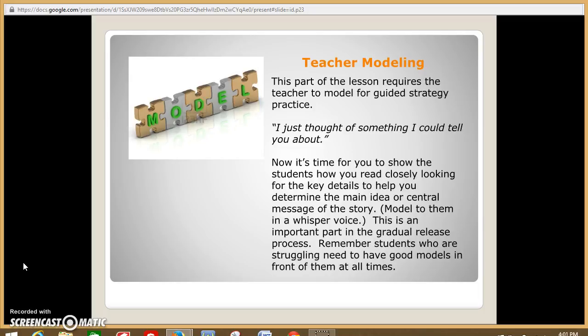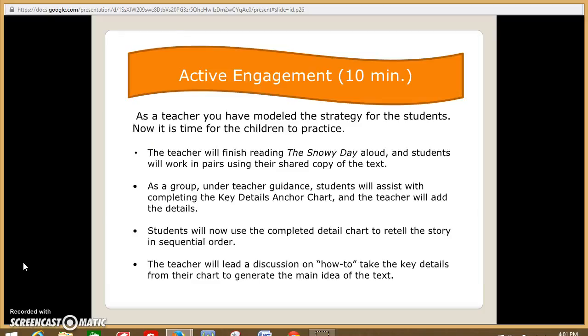This part of the lesson is very teacher-led at the beginning in order to scaffold the students early on for a gradual release of learning.